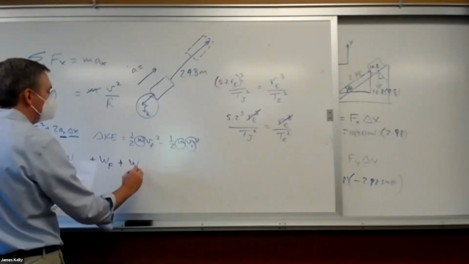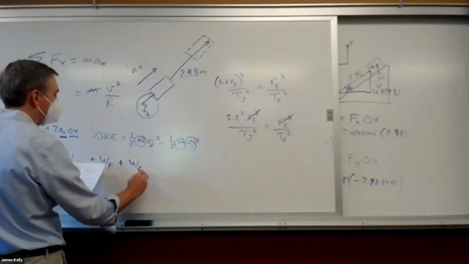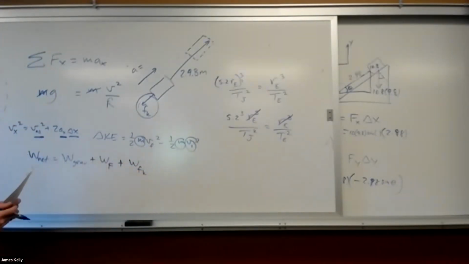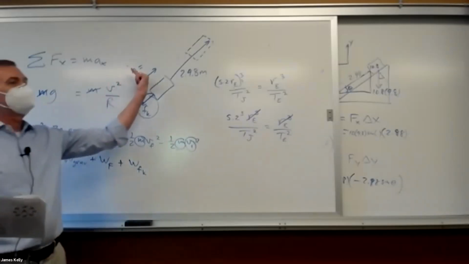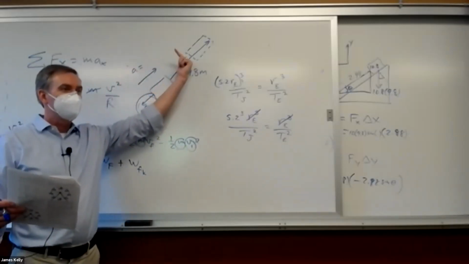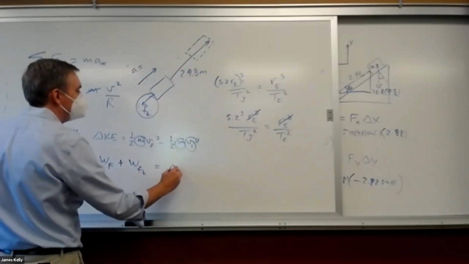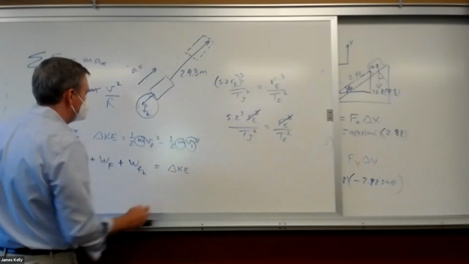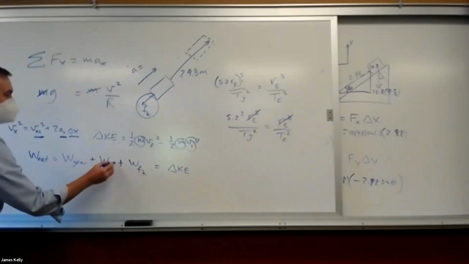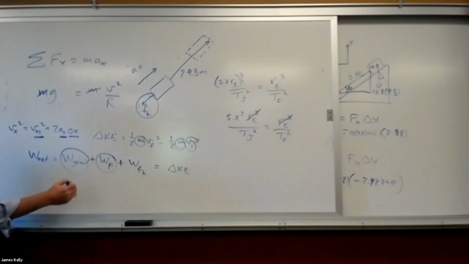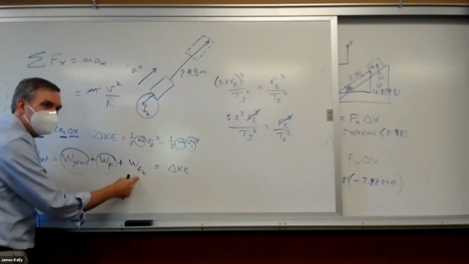Plus the work done by the kinetic friction force. The only other force is the normal force. It's doing 0 work, so we don't need to worry about it, right? Okay, the sum of those three are going to be equal to the change in kinetic energy. So I've got this one. I've got this one. If I could only calculate this one, I'd get it.